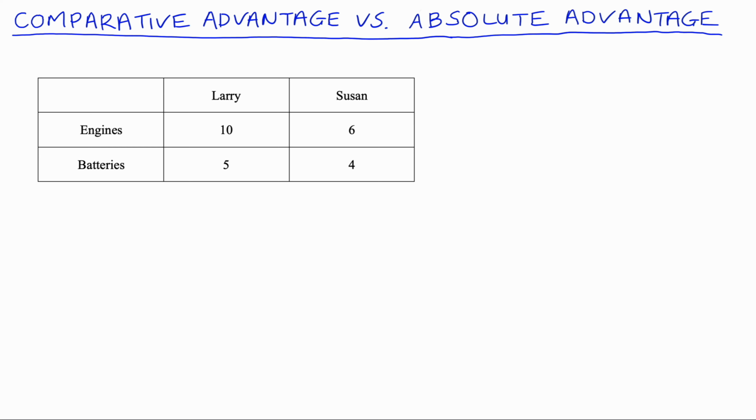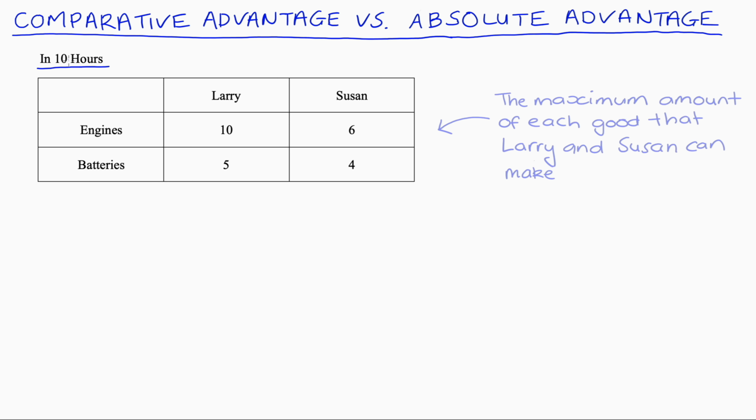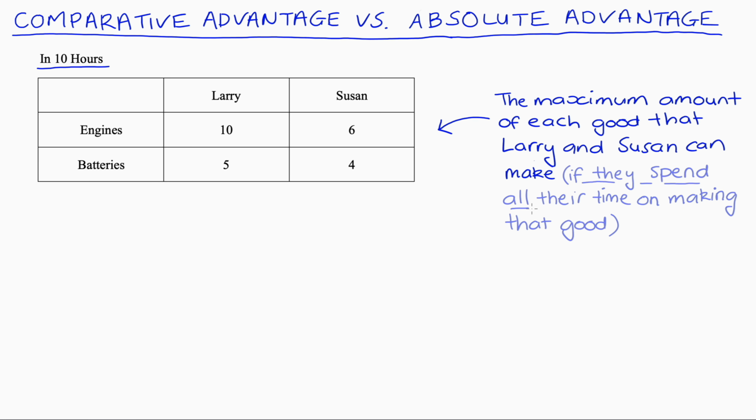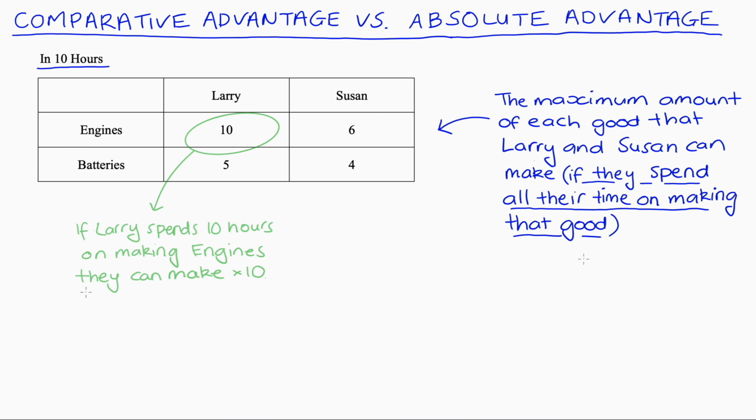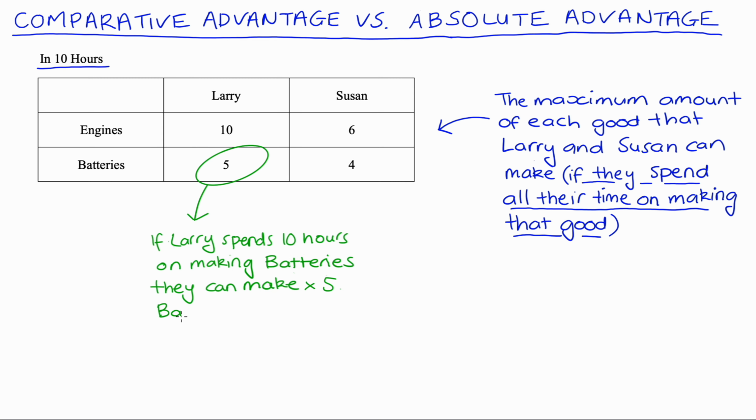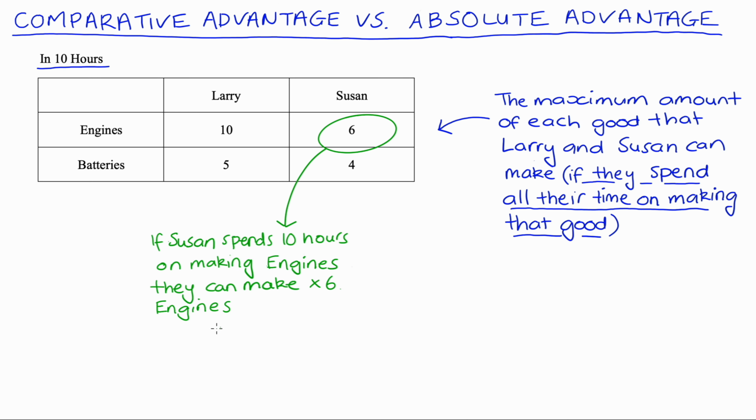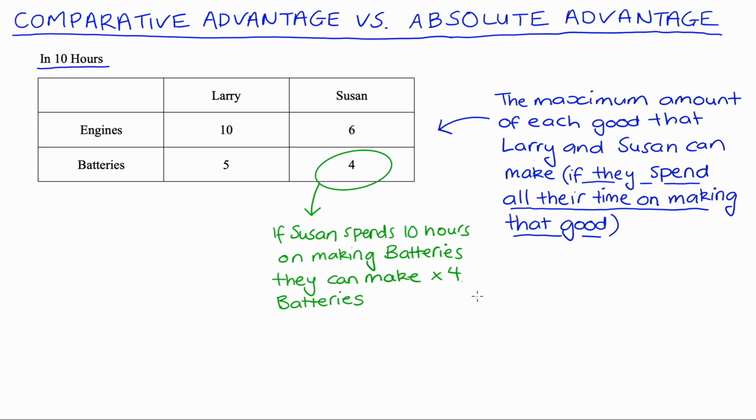Now the numbers in the table tell us the maximum amount of each product that either of our agents can make if they dedicate, let's say, 10 hours towards the production of each good. So if Larry spends all their time making engines, the whole 10 hours, they can make 10 engines. If Larry instead spends all of his time making batteries, he can make 5. If Susan spends all of their time making engines, Susan can make 6 engines. And if Susan spends all of their time making batteries, they can make 4.